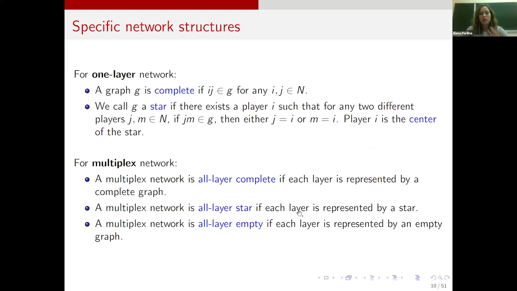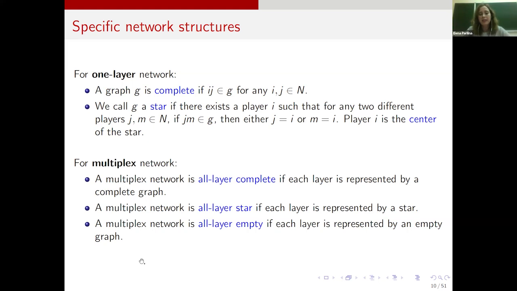Now I will specify some network structures that we use in our results. For a one-layer network, we say that a graph is complete if for any two players there is a link ij. We call network G a star if there exists a player I such that for two different players J and M, if this link exists in the network, then either player J or player M is player I. So player I is the center of the star.